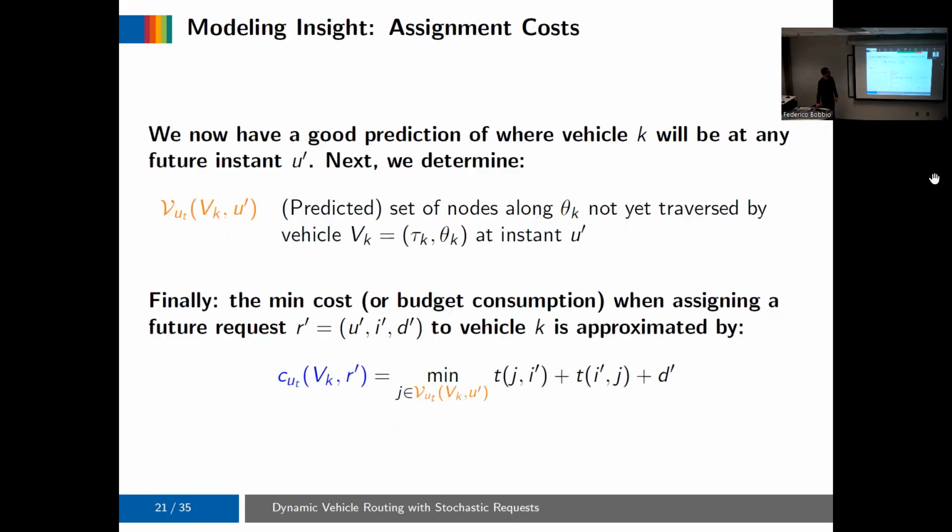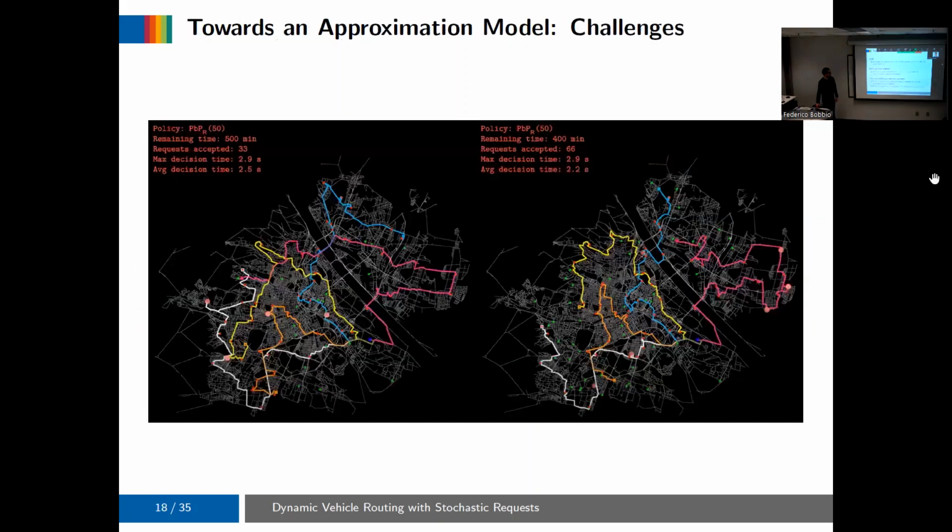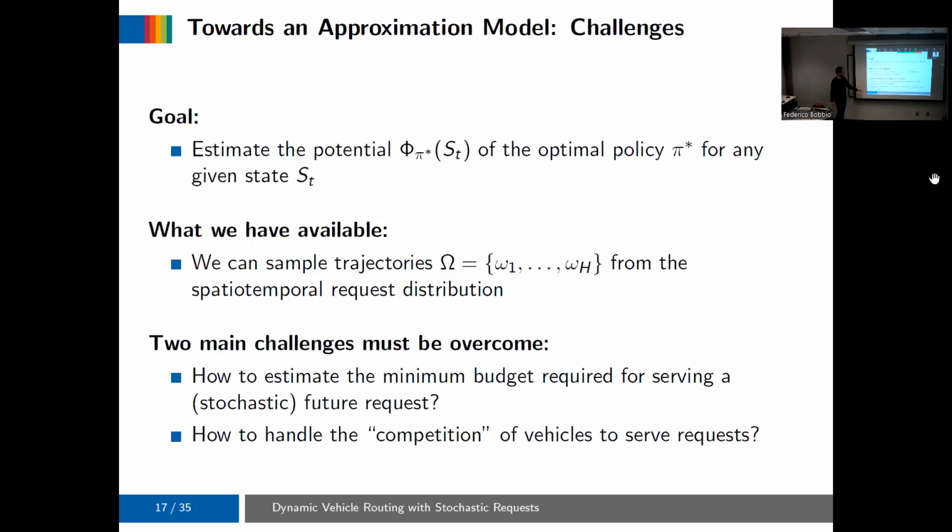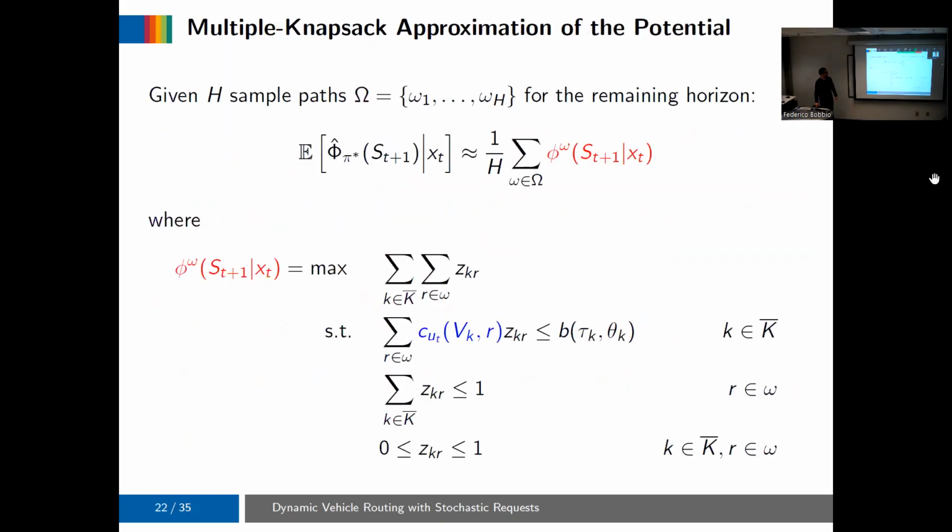So based on that, we solved the first challenge that we anticipated here, which is to estimate the minimum budget required for serving a request in the future. How do we do that? We define the effective speeds. We predict the nodes that are going to be traversed in the future, and then we take the minimum over all these nodes of the fastest path from the location of the vehicle to the location of the future request and coming back to the route. But we still have the problem of handling the competition among vehicles to serve requests. So to do that, we explore some sort of knapsack view of the problem.